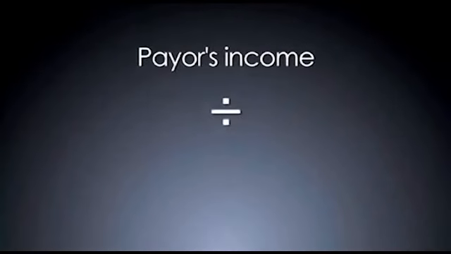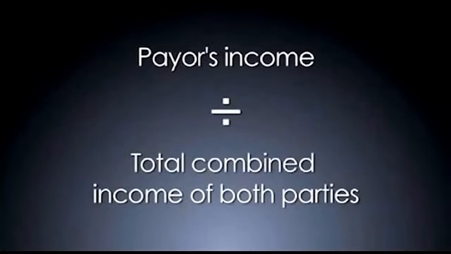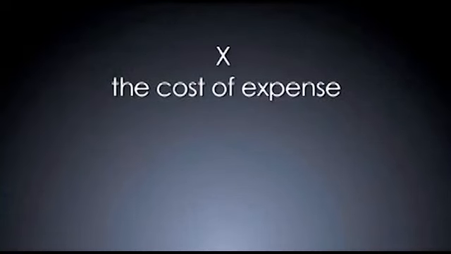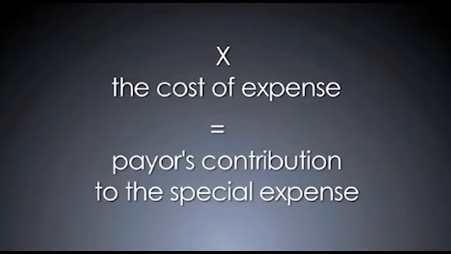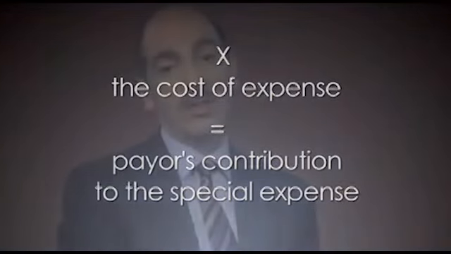If you're wondering how we calculate the amount that each parent has to pay for a special expense, the formula is easy. Each parent pays a share of the cost in proportion to his or her income. Here's what the formula looks like. You take the payer's income, divide it by the total combined income of the parties, and multiply that figure by the cost of the special expense. That will give you the amount that the support payer will have to contribute for the special expense.